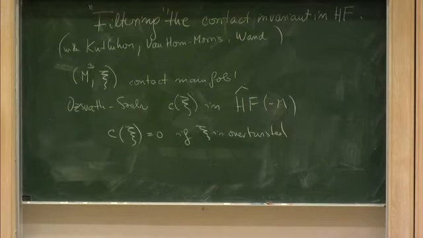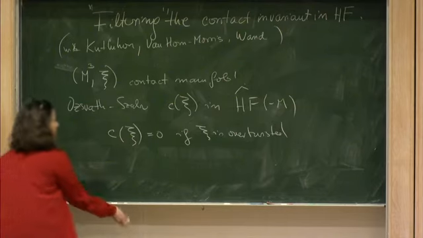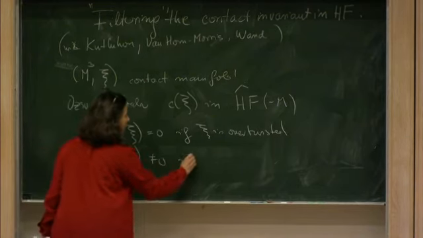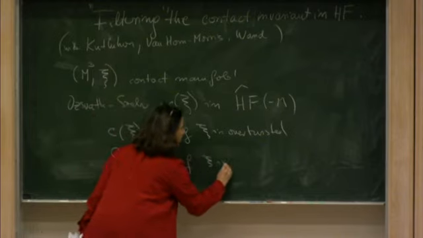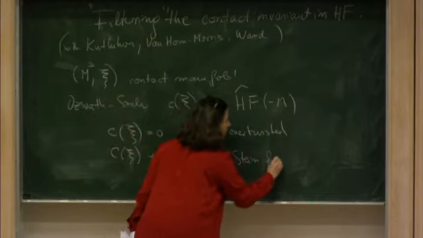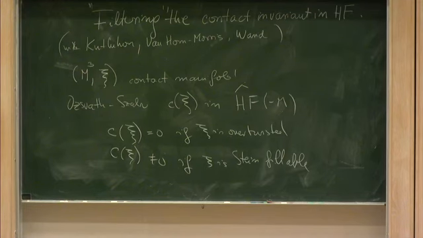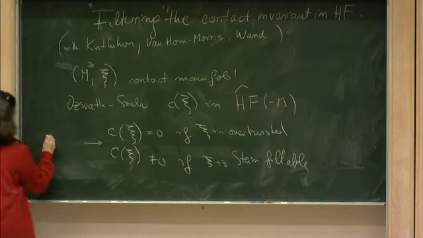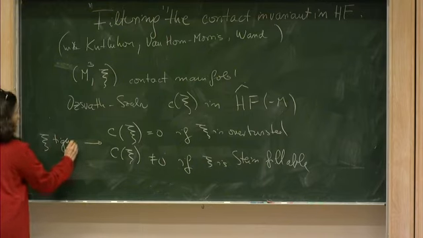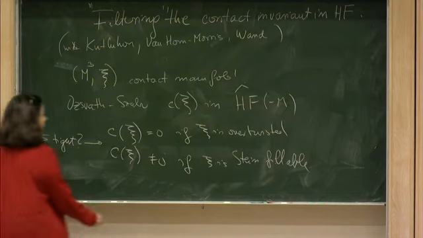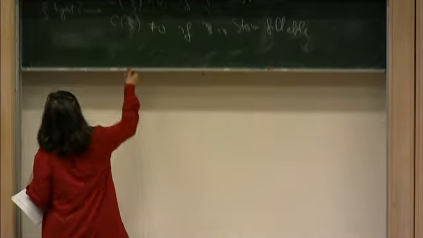On the other hand, as John said, the contact invariant is non-zero if Xi is Stein fillable. And it would be nice to be able to say something about Xi which is just tight, which means not overtwisted. When this invariant was first defined, it was hoped that it would recognize the tightness of a contact structure, but that is not true.